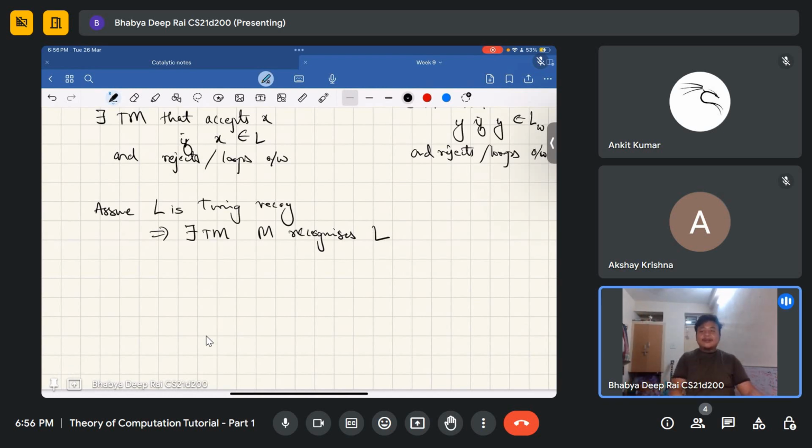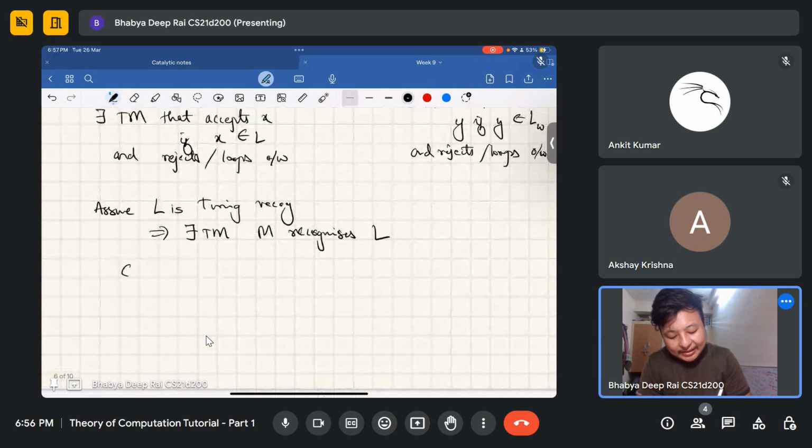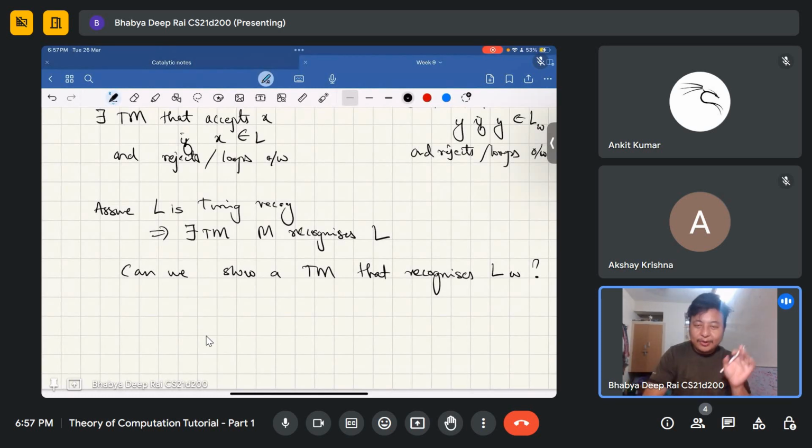Question is, can we build a Turing machine that recognizes L bar? That is what this statement means. No, we want to prove this. Can we show a Turing machine that recognizes L, sorry, not L bar, LW? This is the question. And the answer is yes. We want to build a Turing machine that recognizes LW.